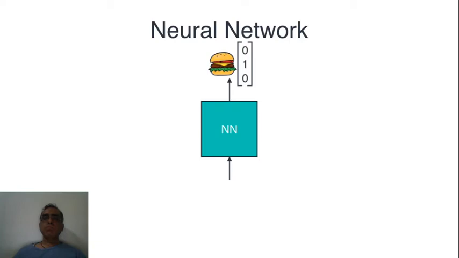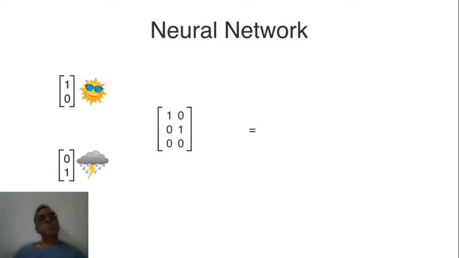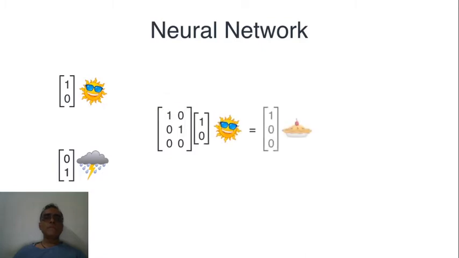And this neural network is actually just a very simple matrix. So this matrix works like this. If you're not familiar with, or if you need to brush up on matrix multiplication, there are a lot of videos that I recommend. In particular, Khan Academy has some pretty good videos. But this is how it works. I take my matrix and I multiply by the vector 1, 0 corresponding to a sunny day. My result is the vector 1, 0, 0 corresponding to an apple pie.